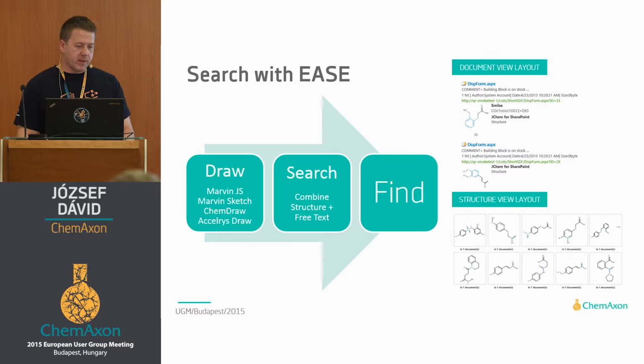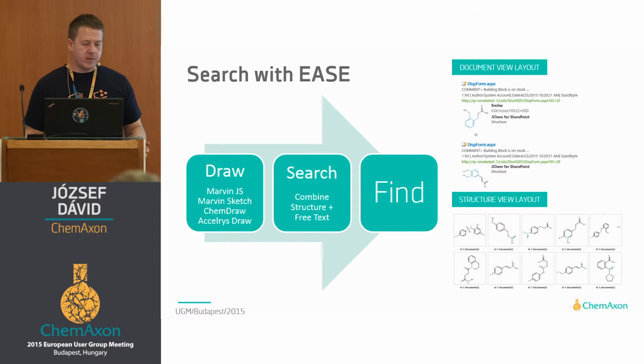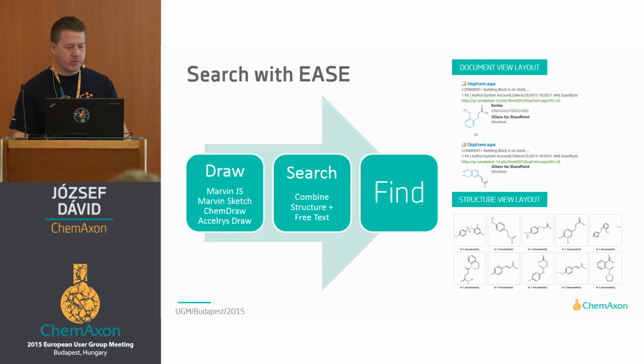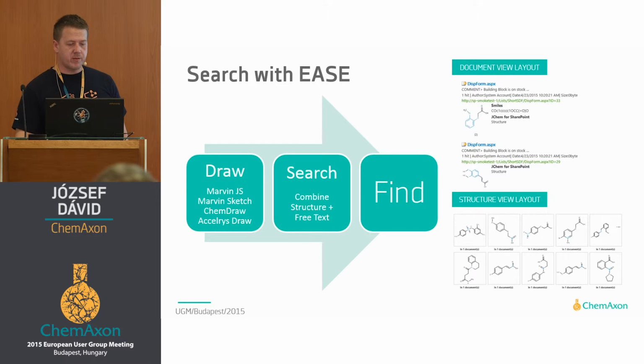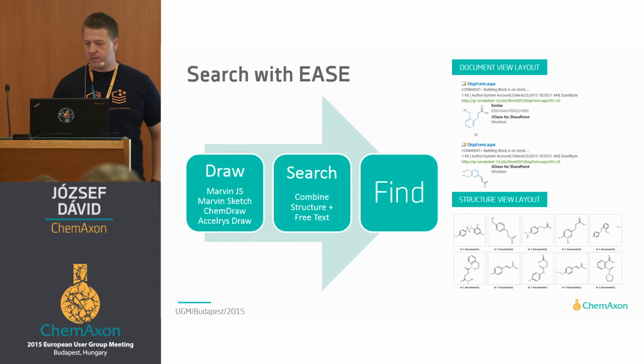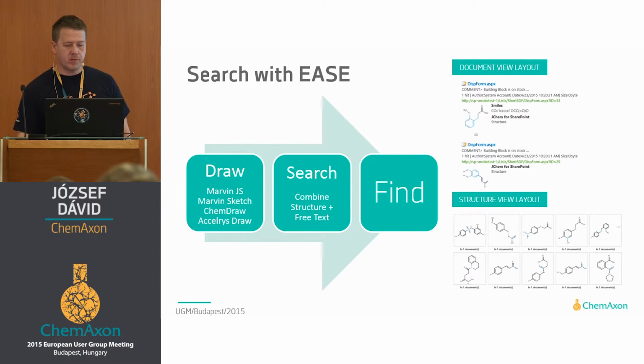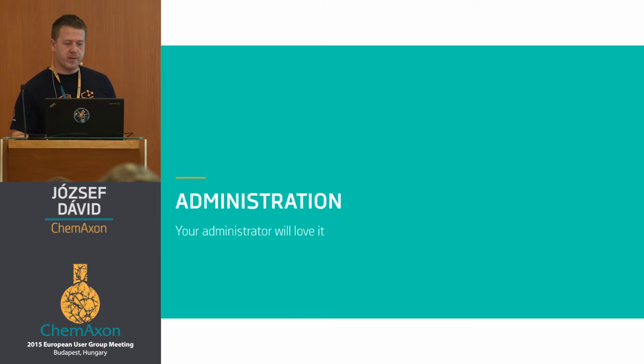So now we can find the data in SharePoint. That was a requirement by the management, but we need to teach them how to use that. First of all, they can choose their favorite structure editor, which can be Marvin.js, Marvin Sketch, ChemDraw, or Excel. At the moment, they could combine, as you have seen, the structure search with free text or metadata search, and then they can visualize the results in two different views. One view is the document, and the second is the structure-based view, what we support at the moment.